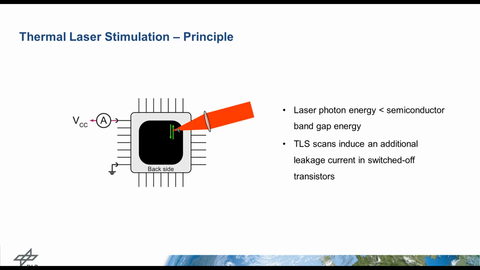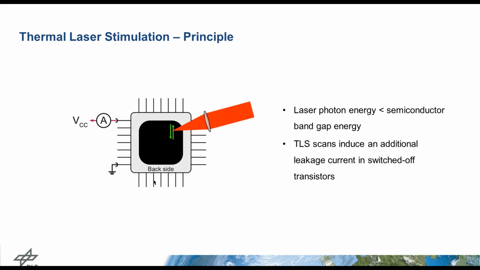But what we can do is heat up, let's say, the metal contact between the gate and the metal interconnection layer. And if we heat it up, we can generate by the Seebeck effect a small voltage. And what happens if the transistor is usually switched off and we introduce a small voltage to it, we also induce a small leakage current. So that means with TLS, we have a technique to detect the state of a transistor. In a switched-off transistor, we can induce a leakage current, and in a switched-on one, we can't. So that's what we see if we do such a scan.